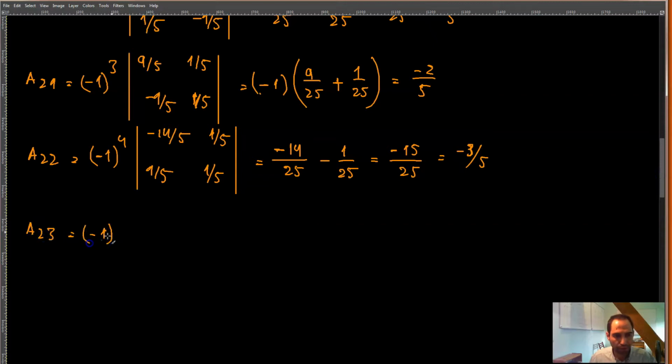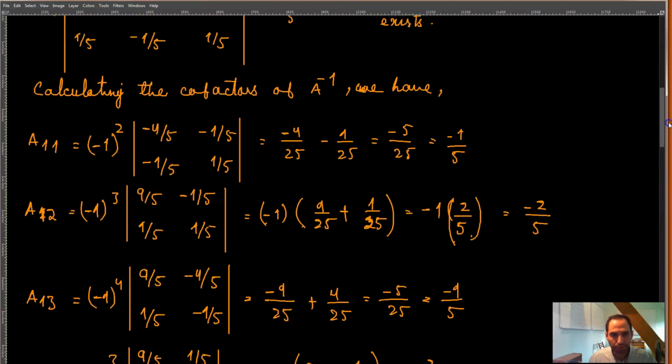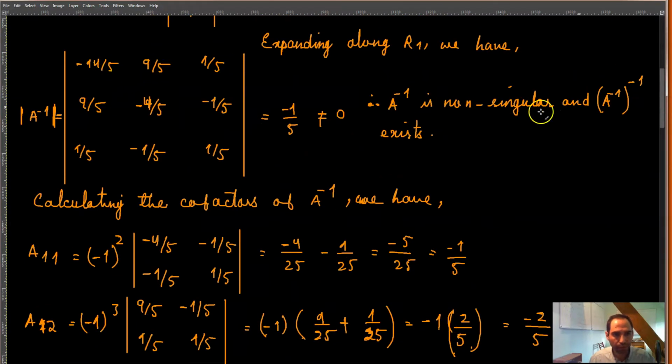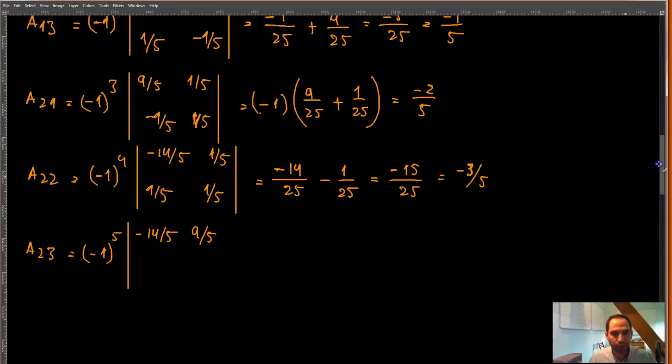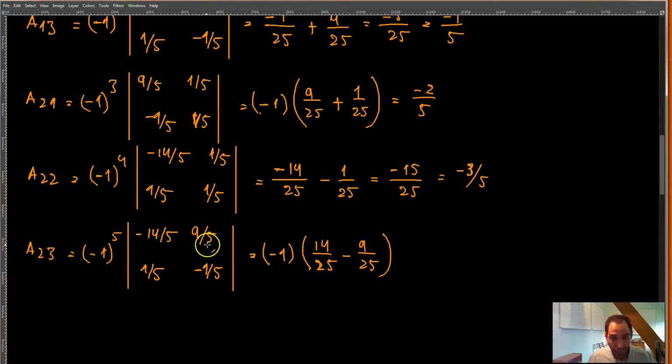A of 2, 3 is equal to negative 1 raised to the 5th power times the determinant of negative 14/5, 9/5, 1/5, and negative 1/5, which is equal to negative 1 times negative 14/25 minus 9/25, which is equal to 14 minus 9 is equal to 5. That's 5/25, 1/5, so that's negative 1/5.